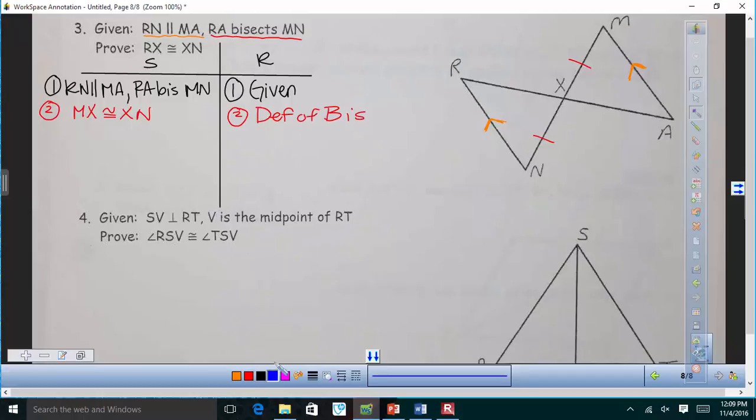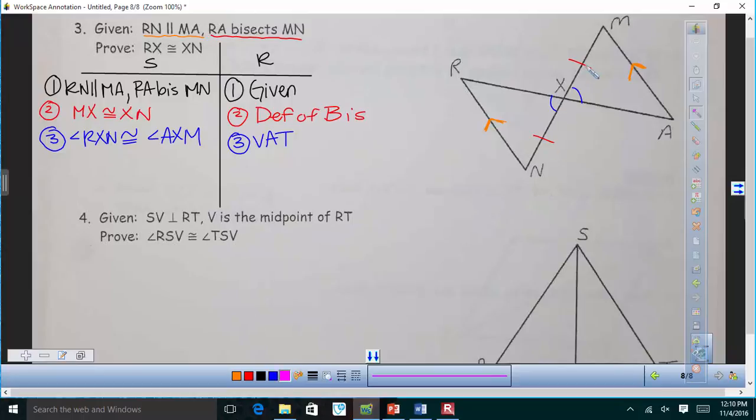Okay, so we've done everything we've been given. Do we have enough to prove? No. So I've got to look at what's implied by the pictures. Okay, that's one thing. We have vertical angles right here. So let's go ahead and write down vertical angles. So how would I label this angle here? Angle RXN is congruent to, we do AXM. Okay. Now do we have enough to prove?